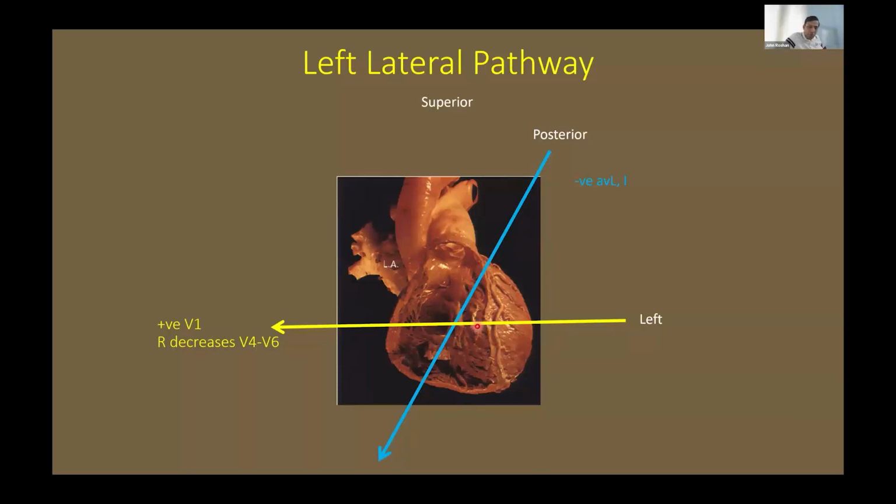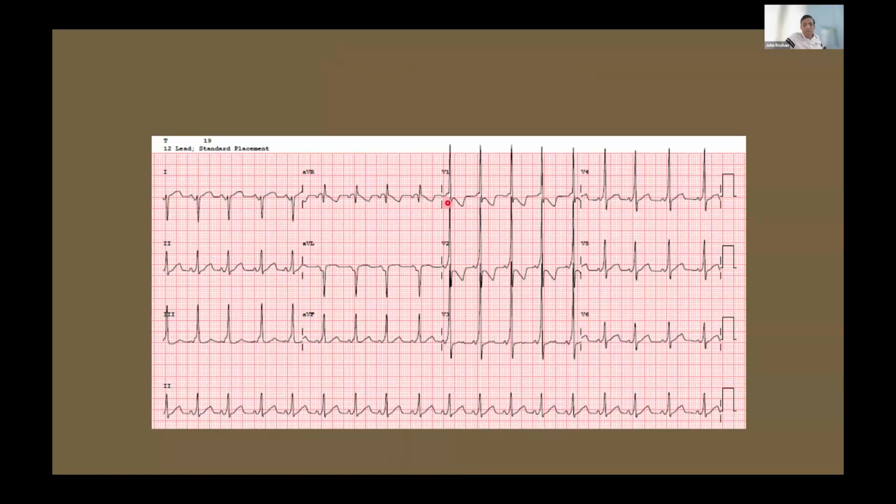So the impulse is traveling towards V1, giving V1 positivity, and your R waves in the lateral leads, V4, V5, V6, are going to be diminished. And thirdly, if you were to look at the inferior leads, we obviously know that a left lateral pathway is going to be high up located over here, superior. We said the left ventricle is superior to the right ventricle. So obviously, your inferior leads are going to record positive deflections. So when we look at an ECG here, you can see that it's positive in V1. So its current is traveling towards V1, making it a left-sided pathway. It's negative in 1 and aVL, and your inferior leads are positive. So these are the findings that you would expect to see in a left lateral accessory pathway.